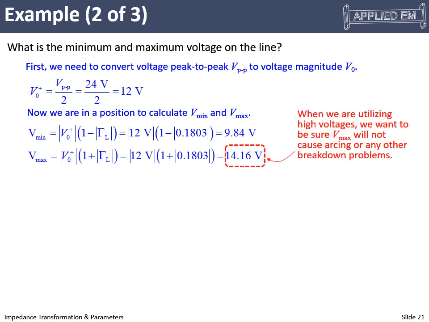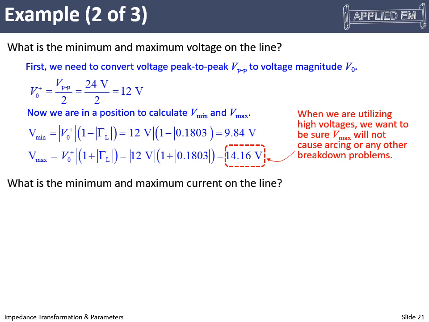Now, while it is not a problem here, we will always do this calculation and figure out what is the maximum voltage that will be on the line. Because if we have a high voltage system, it's that maximum voltage that could break down your cable. So we'll always calculate the maximum voltage and make sure that the system can survive it. We probably don't necessarily need to look at the minimum voltage, but definitely the maximum voltage. If that's exceeded, we're probably going to get arcing.